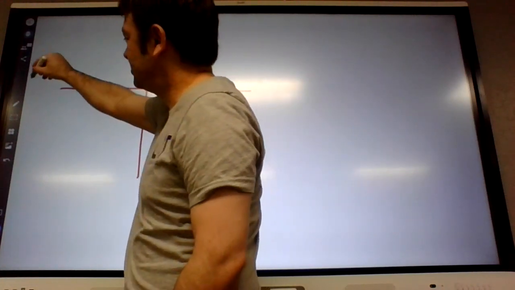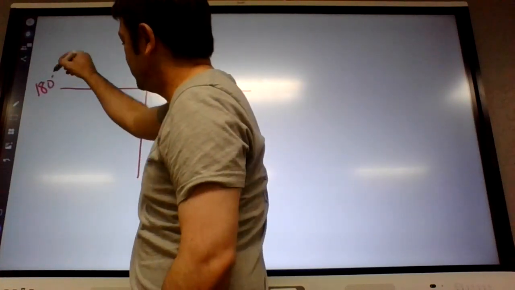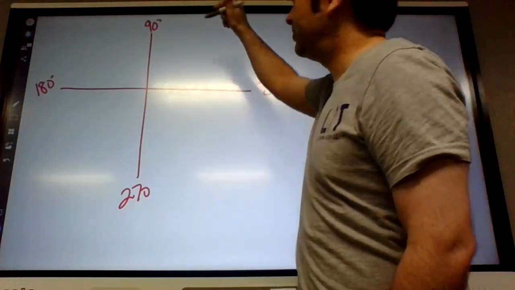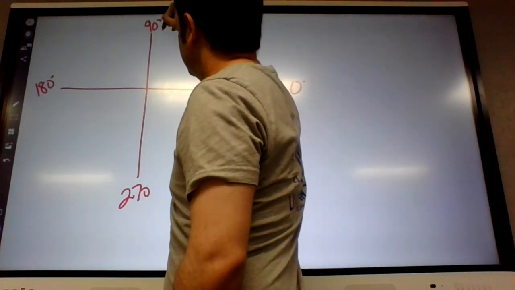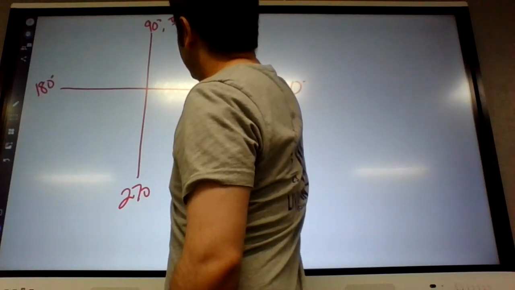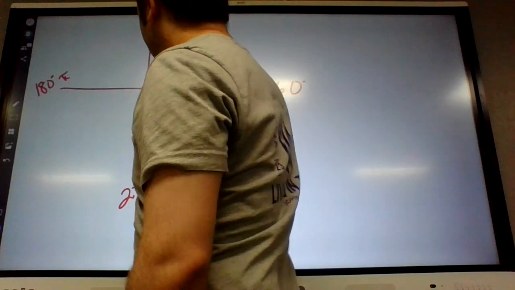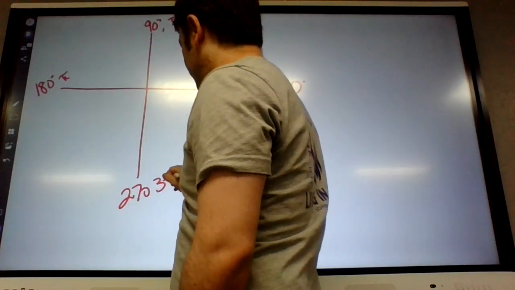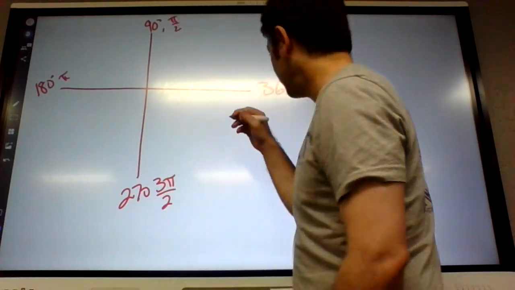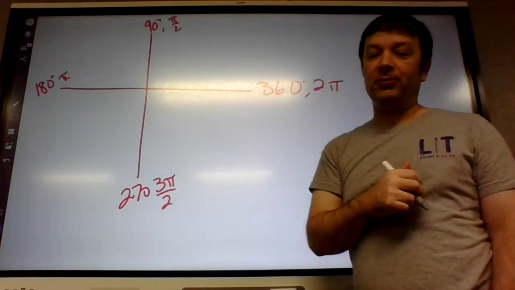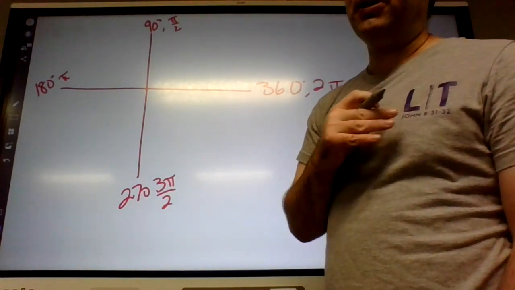What's this in degrees right here up top? 90. 270. And then radians: pi over 2, because this is pi, so that's half. Pi plus pi over 2 would equal 3 pi over 2. And this is 2 pi.